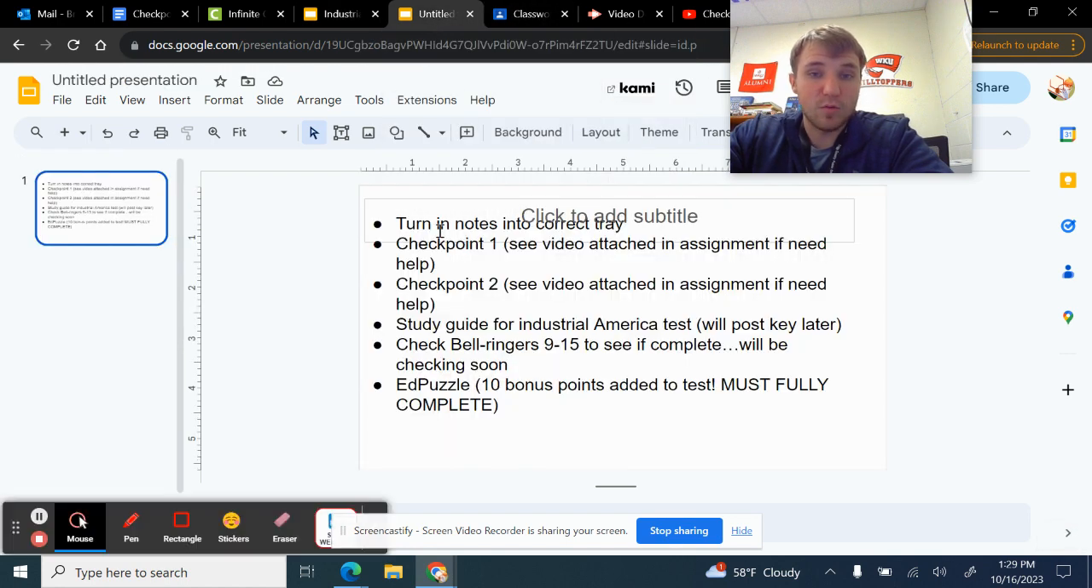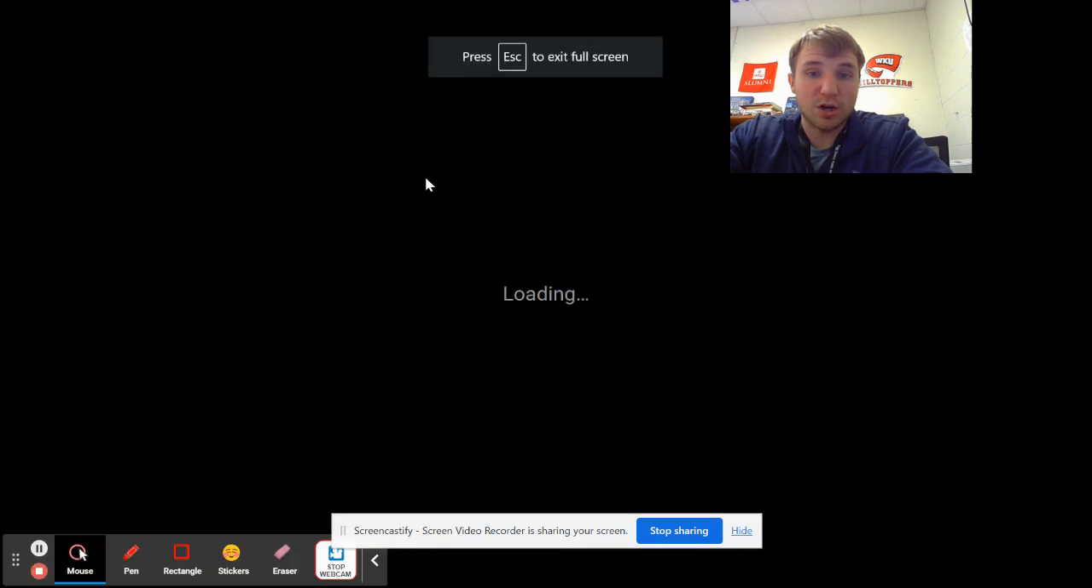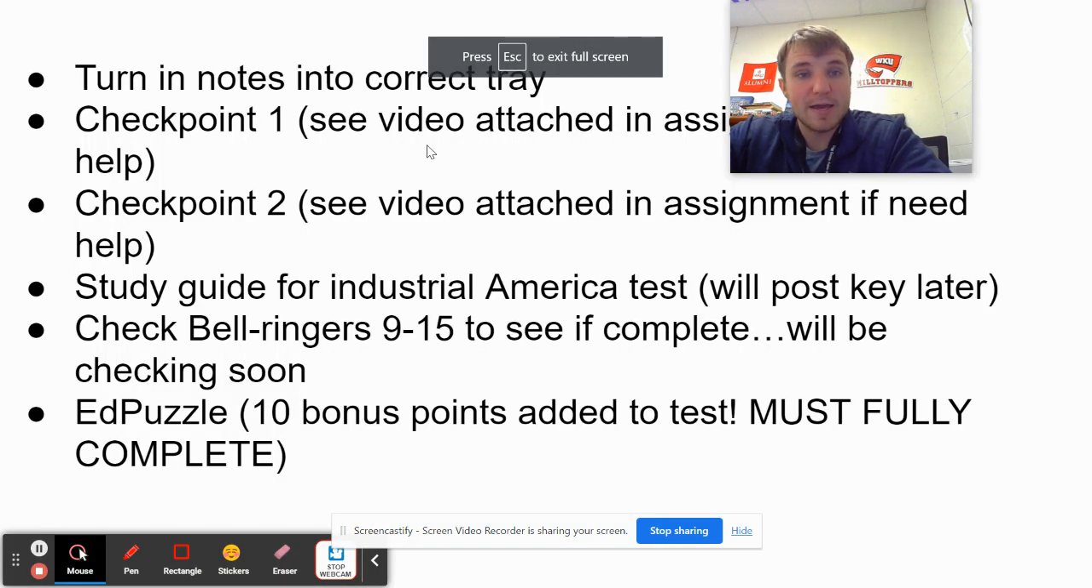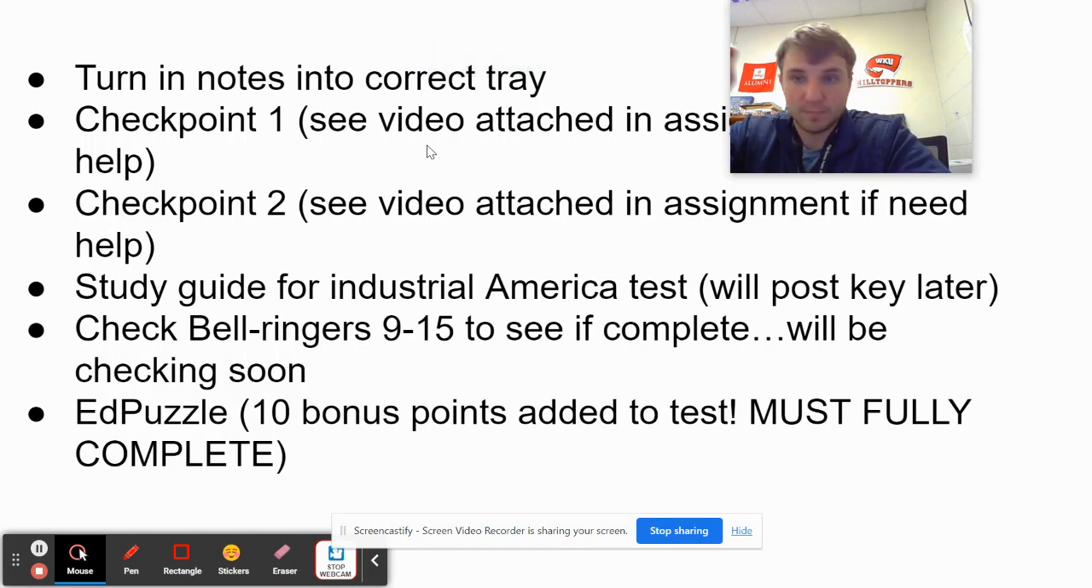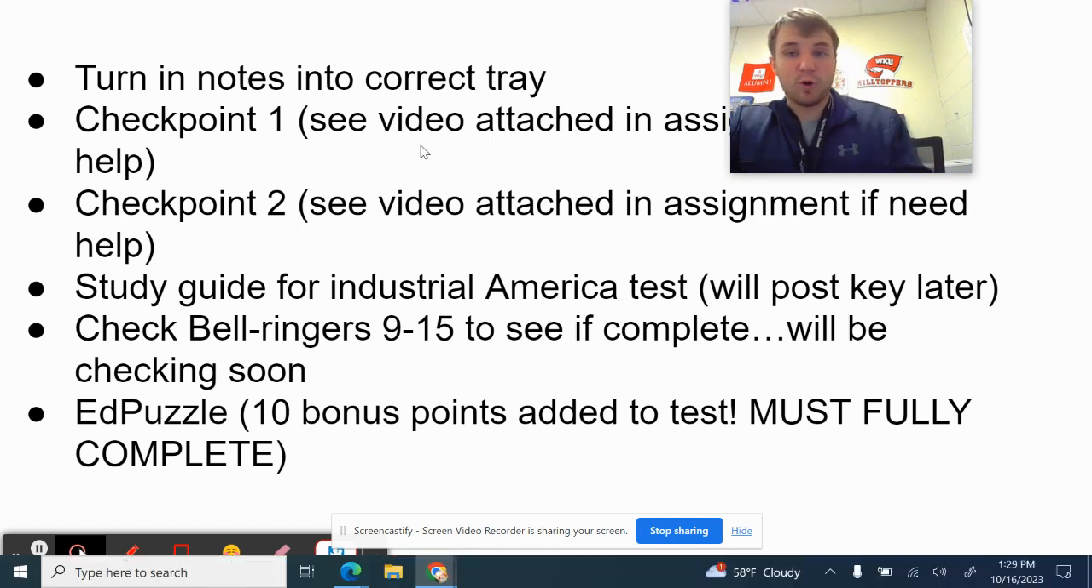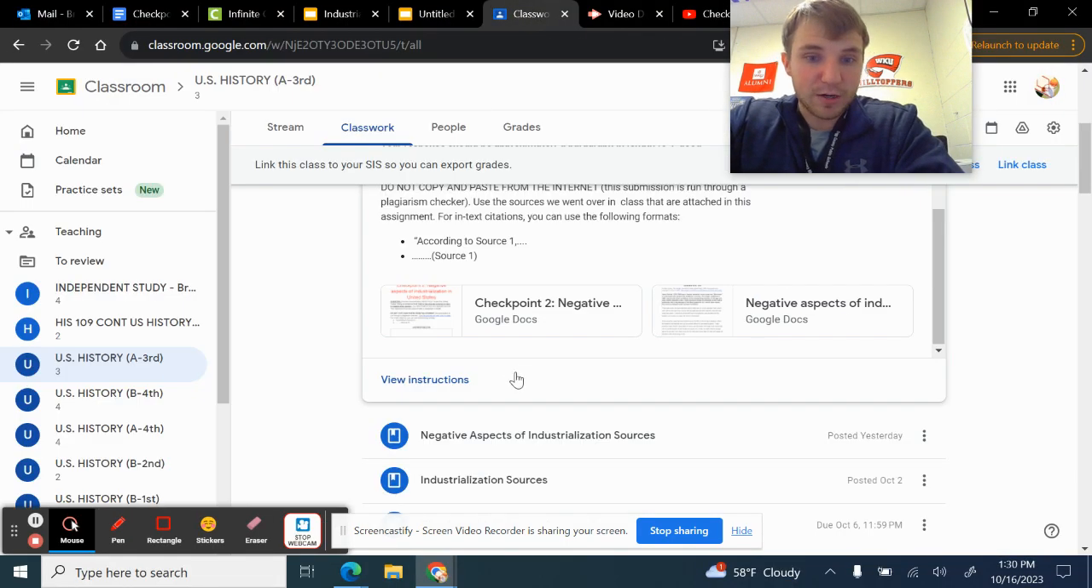Okay, so number one, turn in the notes to the correct tray. Obviously, first block, top tray, second block, middle tray, fourth block, bottom tray. Then what I need you to work on is checkpoint 1 and checkpoint 2 of the Industrial America project.